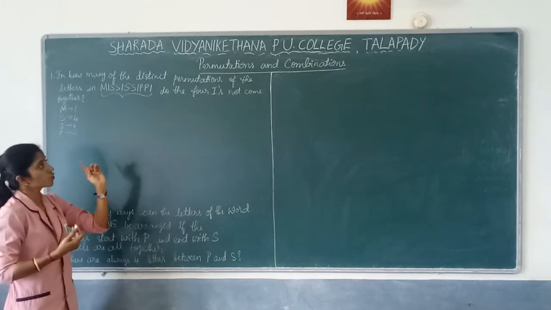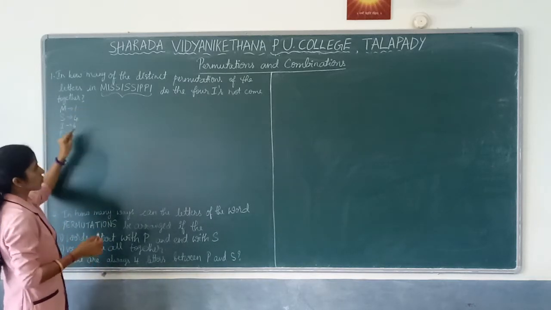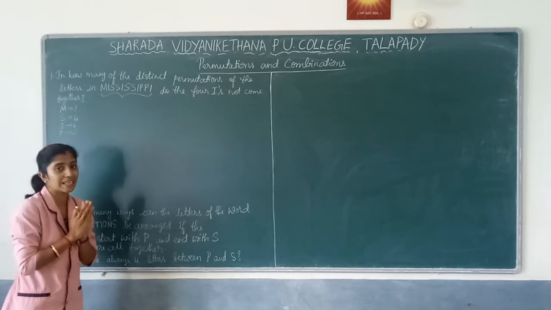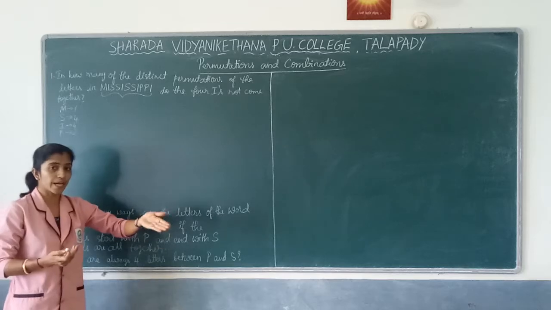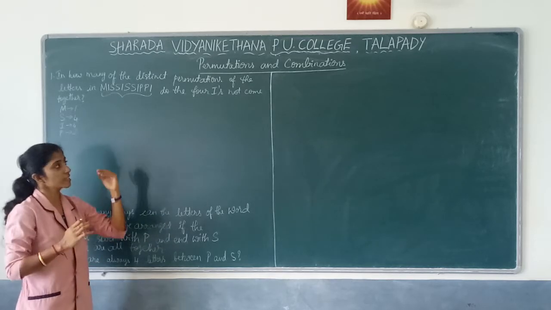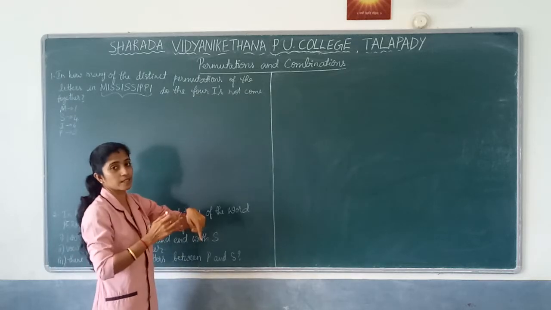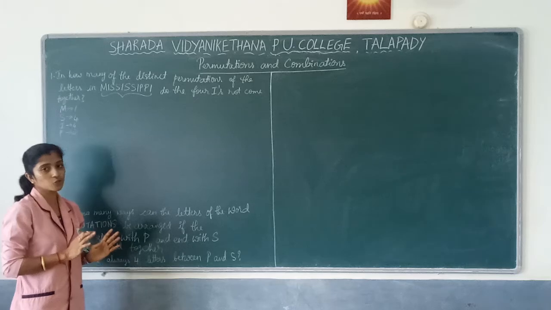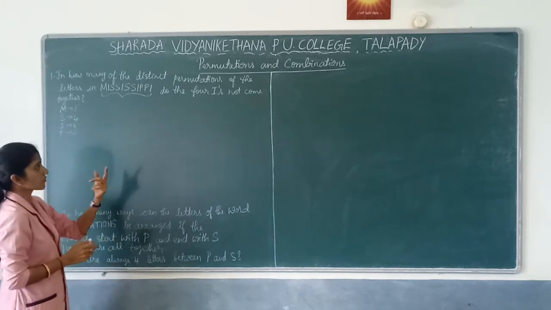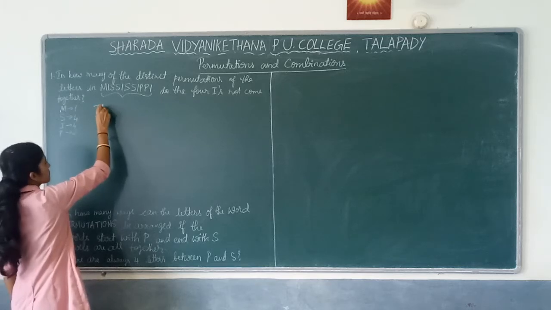What we do is, to find the permutations where the 4 I's do not come together, we find the total number of permutations and from that we subtract the permutations where these 4 I's come together. That time we will get the permutations where 4 I's do not come together, okay? So that concept we are using here. So let me find out the total permutations, okay?